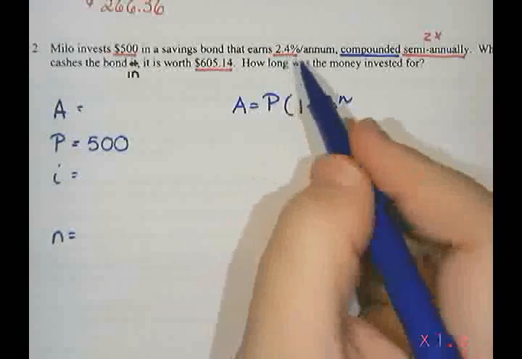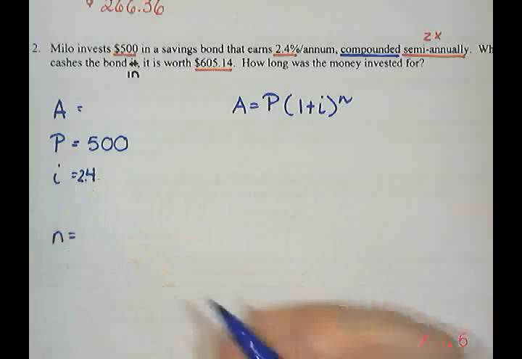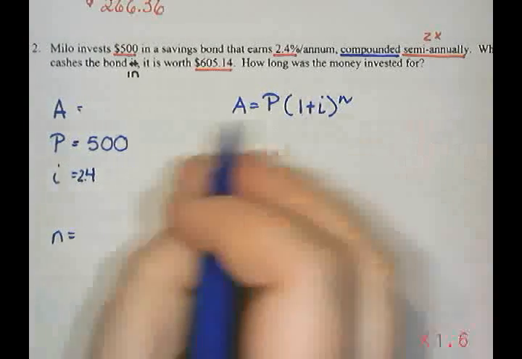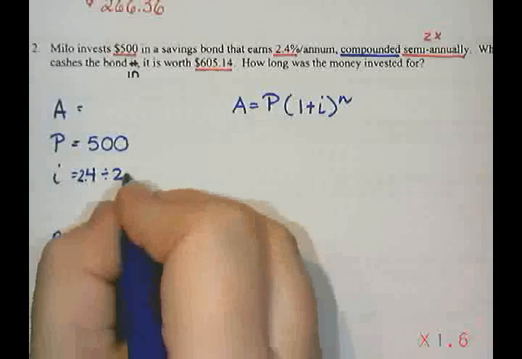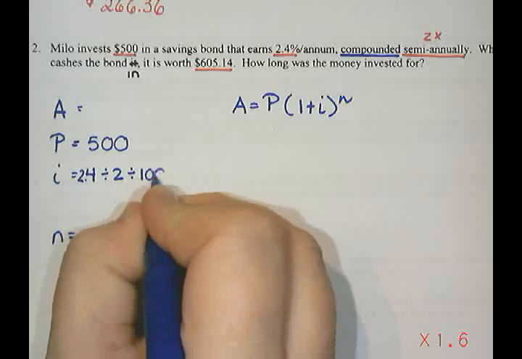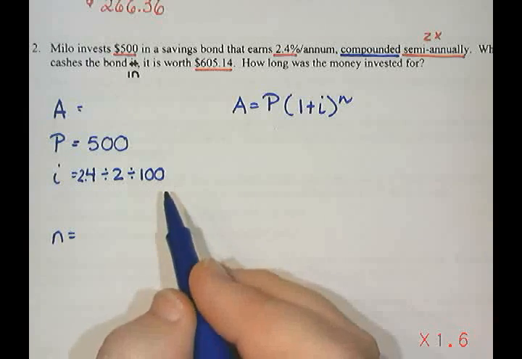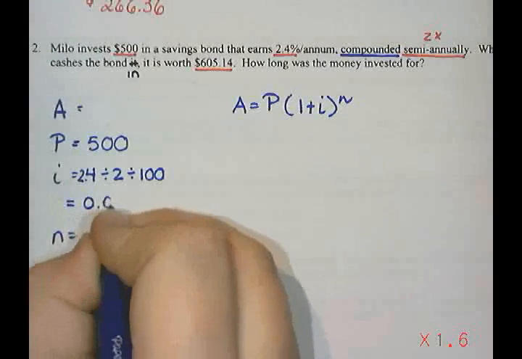The 2.4% per annum is the interest rate, but it's being compounded semi-annually, which is twice a year. So the bank divides that into 2 equal installments, and then we also divide by 100 to turn it into a decimal. So 2.4 divided by 2 divided by 100 should be 0.012.